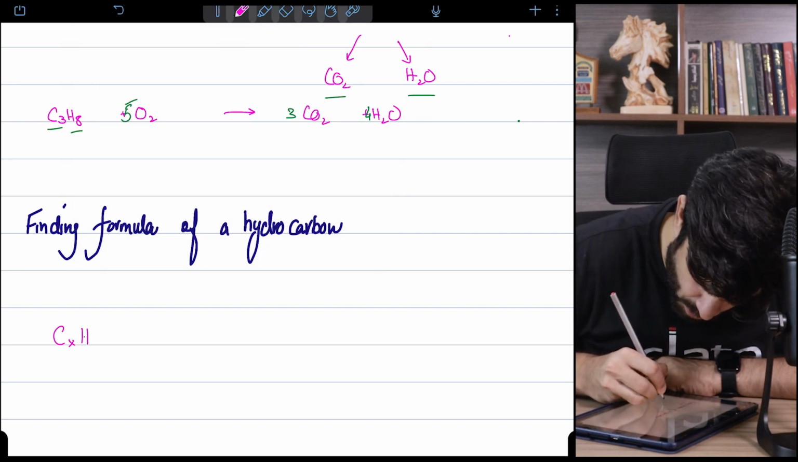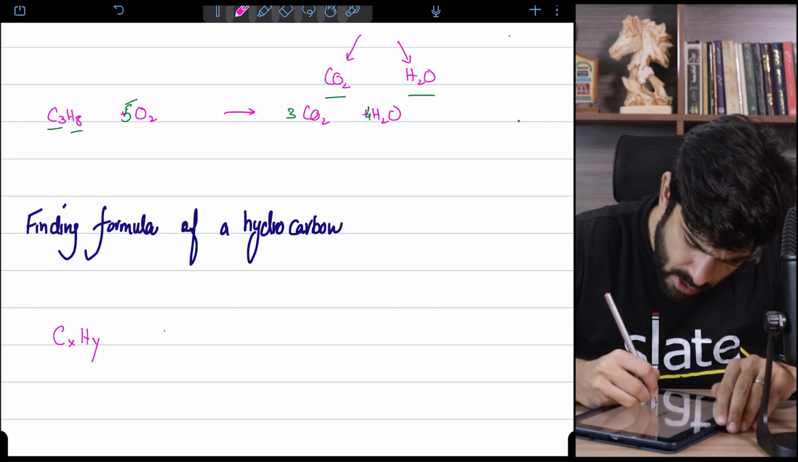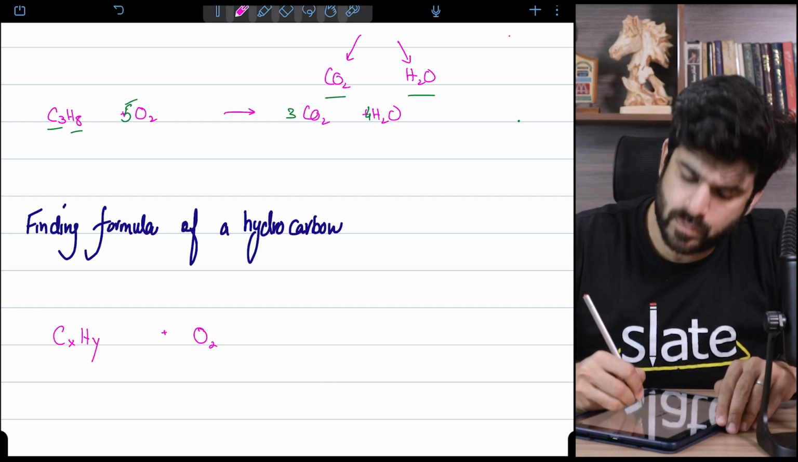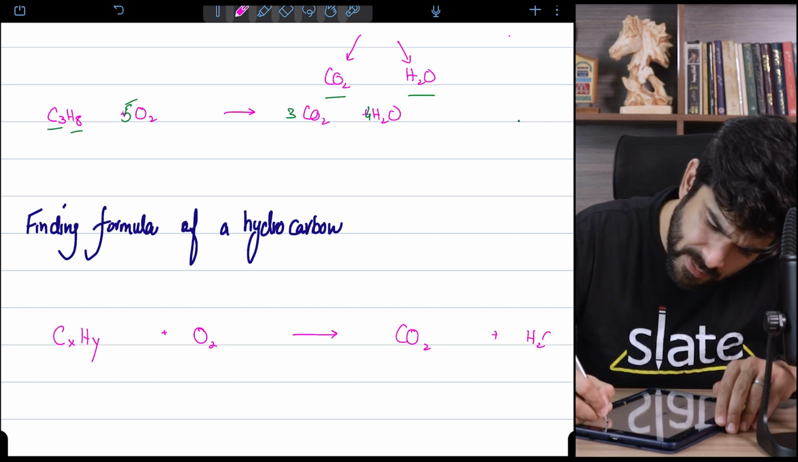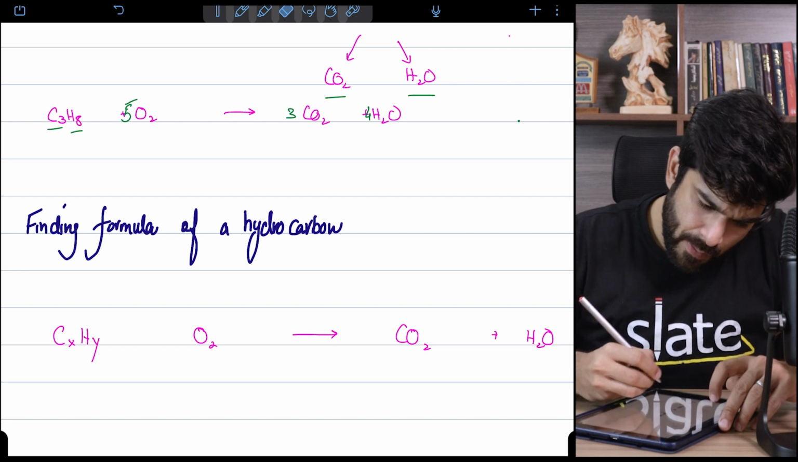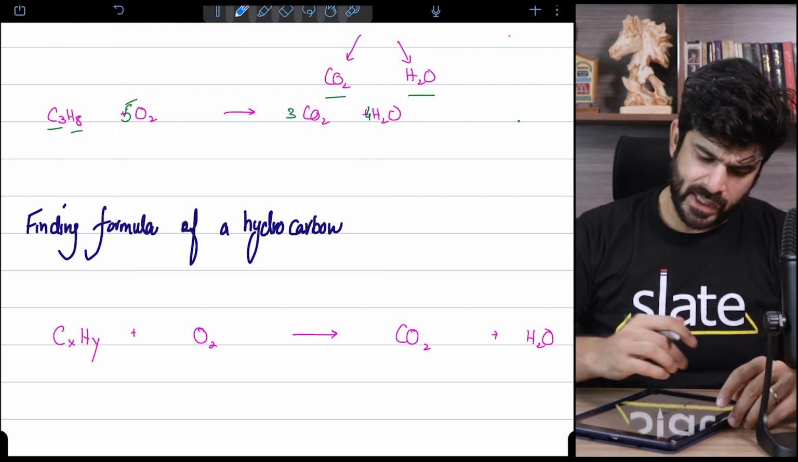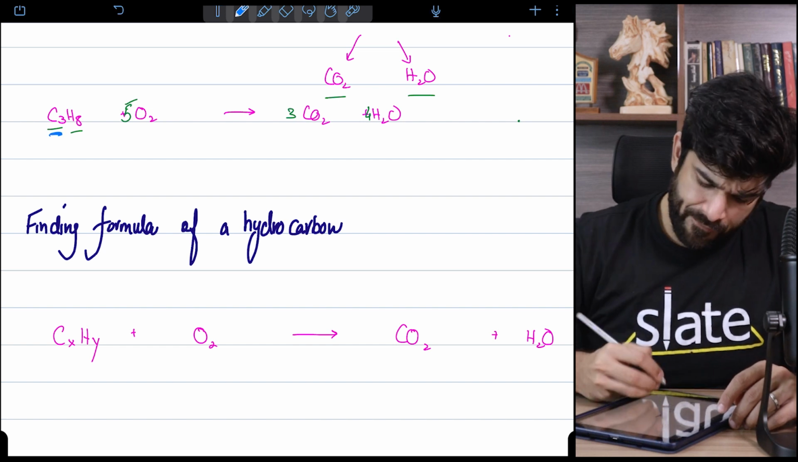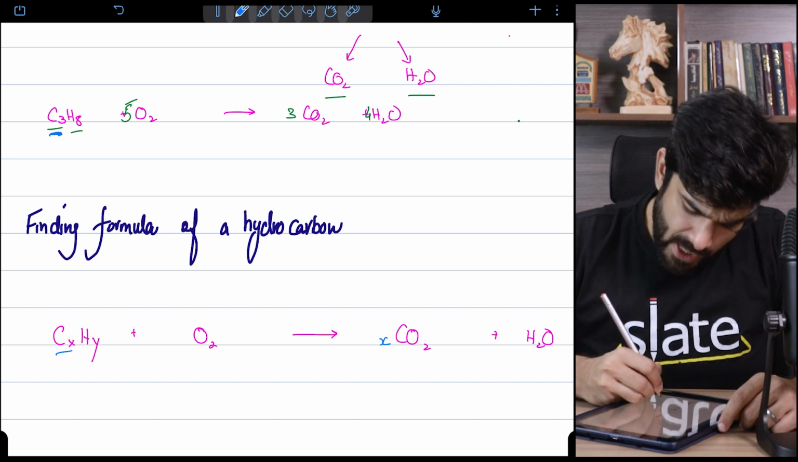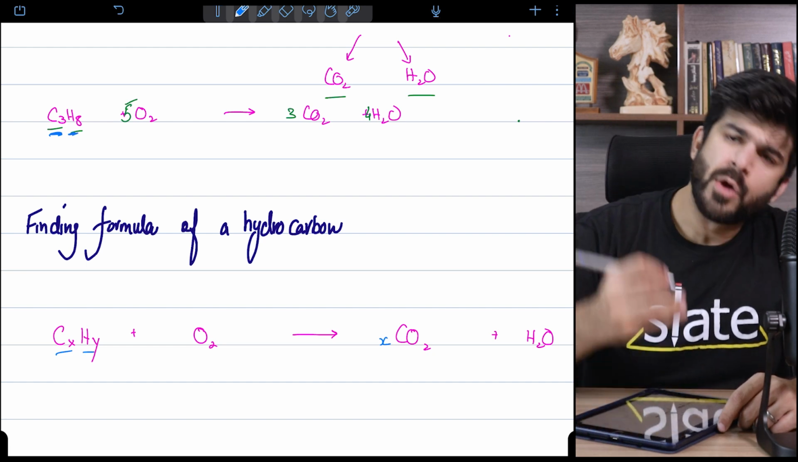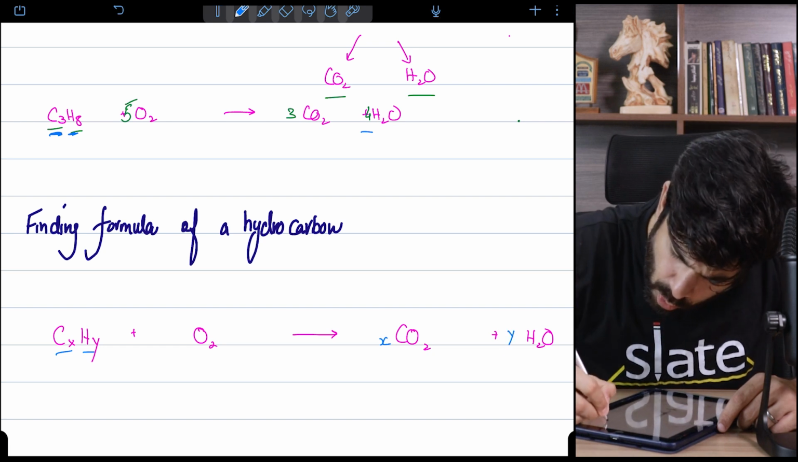Where CxHy, both carbon and hydrogen are known, the numbers are unknown. They are burned in oxygen, that we know. We get carbon dioxide and water. Even that is something that we know of. But what about the balancing? We remember one thing with this equation. If we have x number of carbons, we have x moles of carbon dioxide. If we have y number of hydrogens, we have y divided by 2, half moles of water.